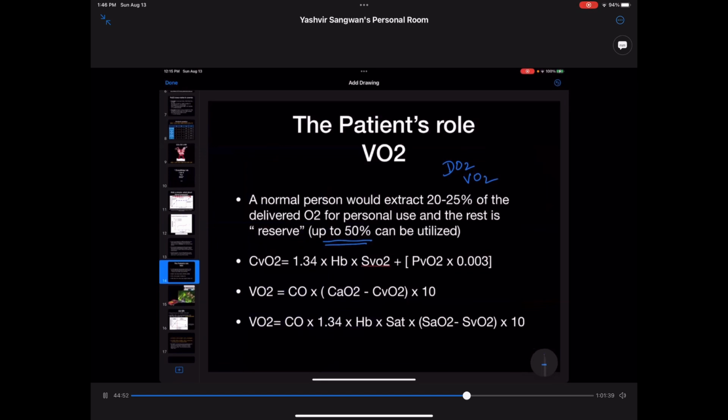Okay. How do we know the VO2? Well, we already know what the content of arterial oxygen in the blood is.